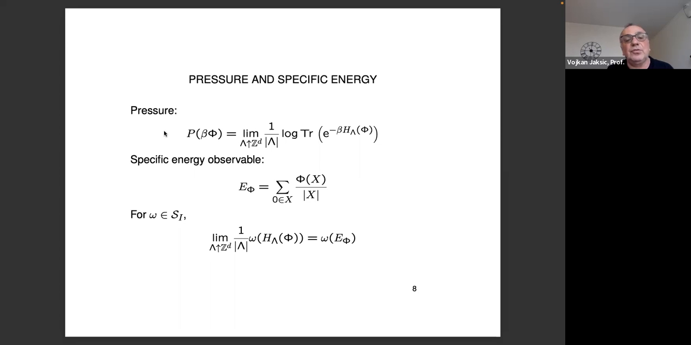sometimes called the free energy. The usual convention is to divide P of beta F by beta and change sign, but let's not worry about that. And we have a specific energy.